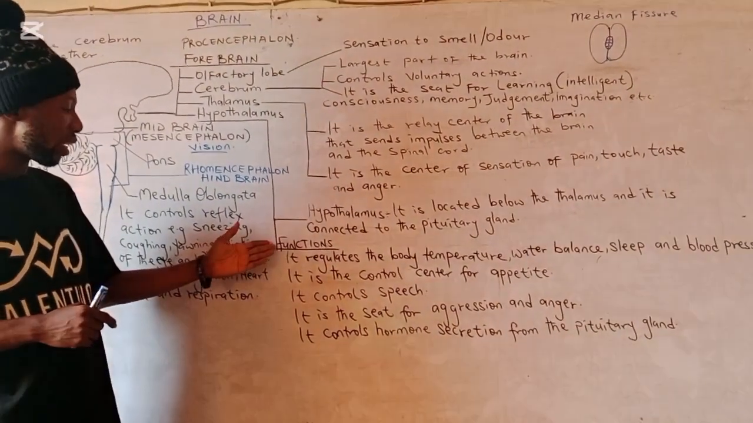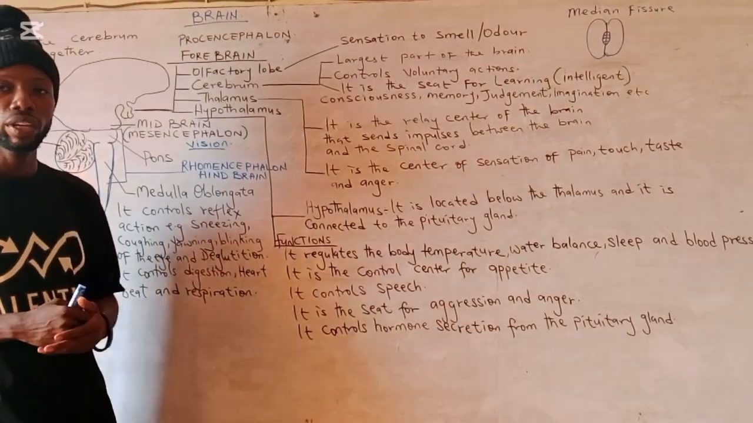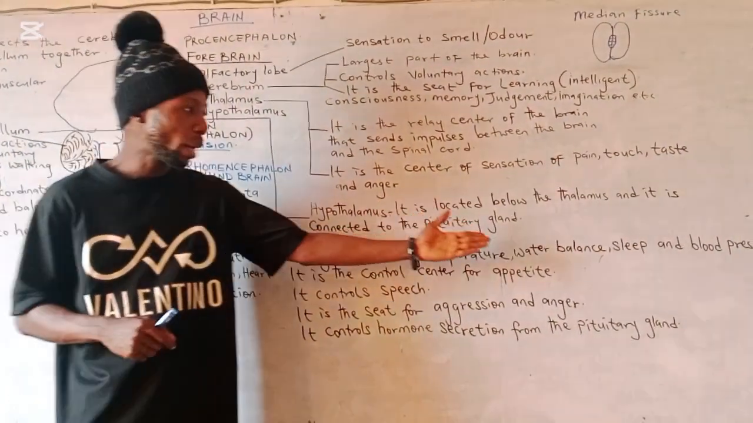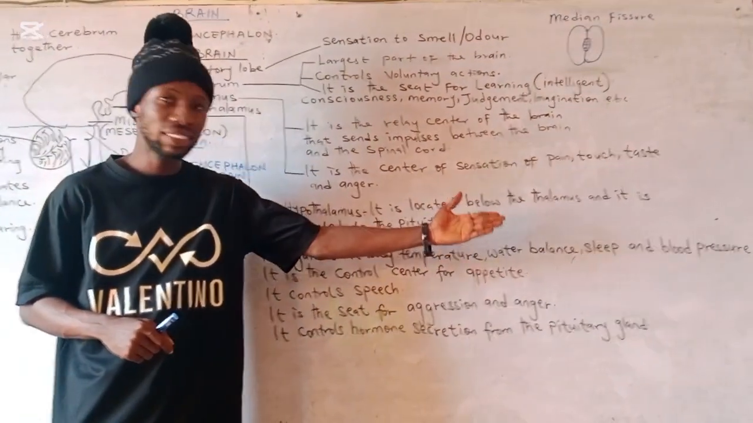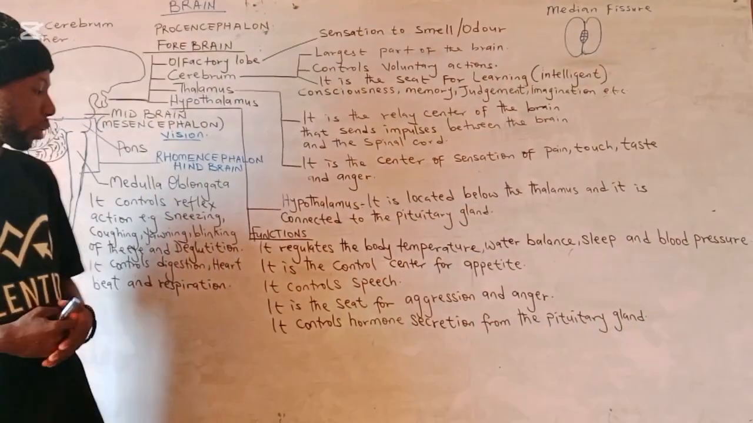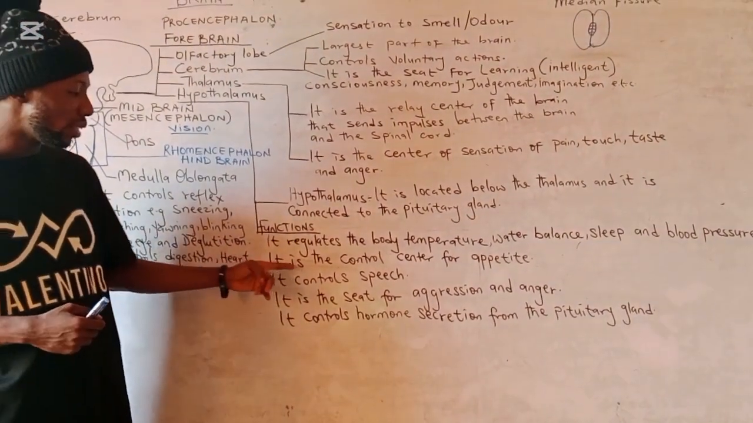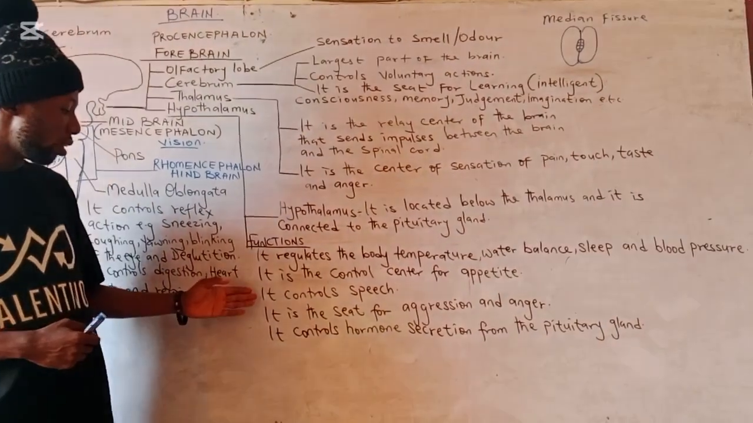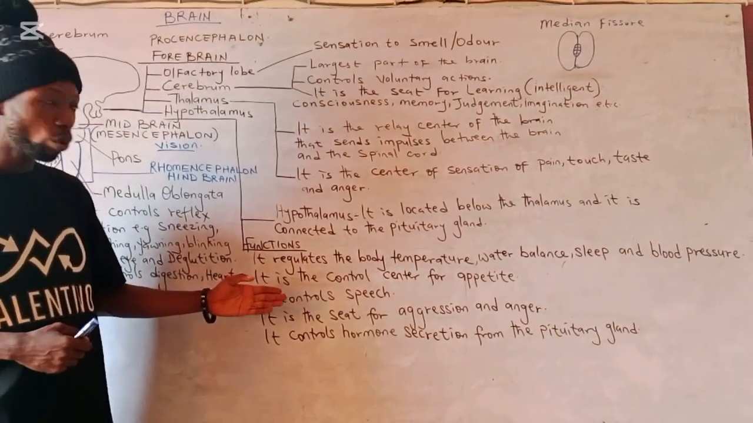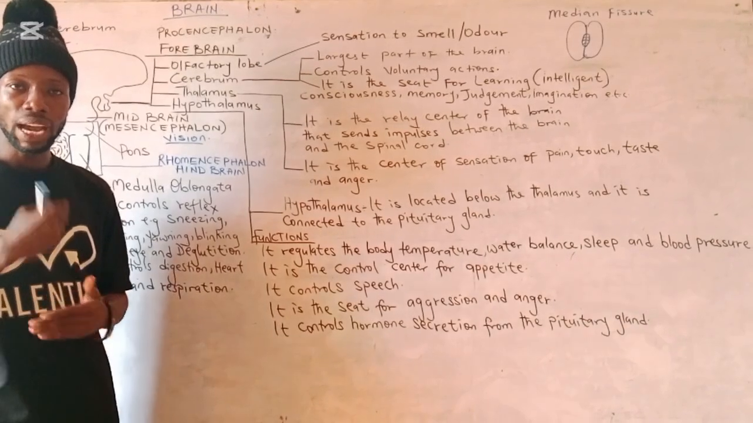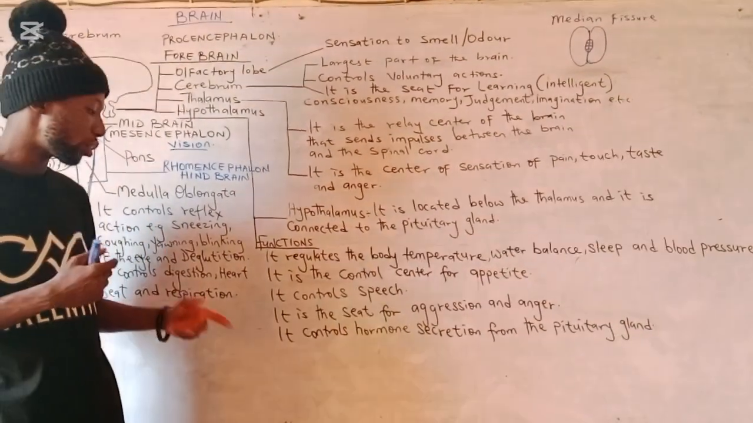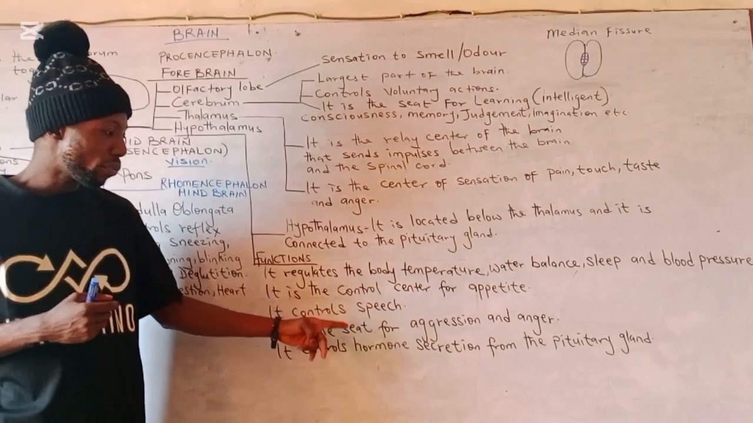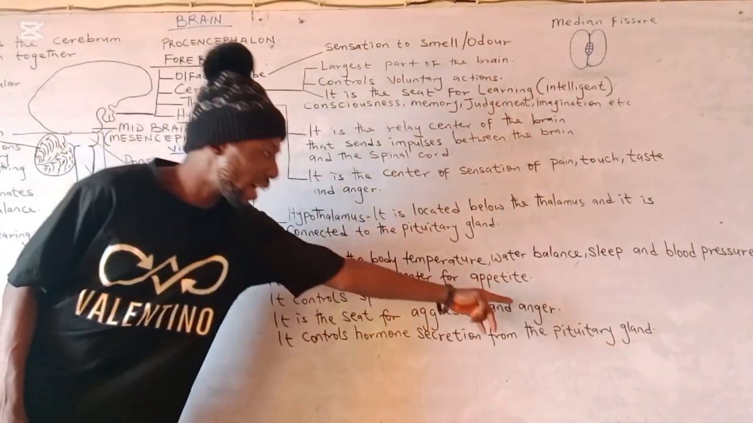These are the functions of the hypothalamus. Number 1, it regulates body temperature, water balance, sleep, and blood pressure. Number 2, it is the control center for appetite. Number 3, it controls speech. The hypothalamus is also the seat for aggression and anger.